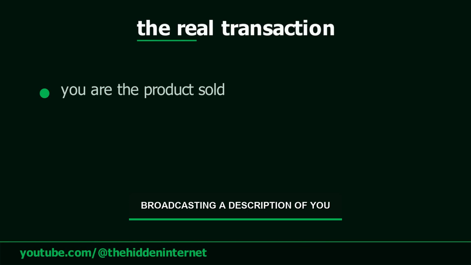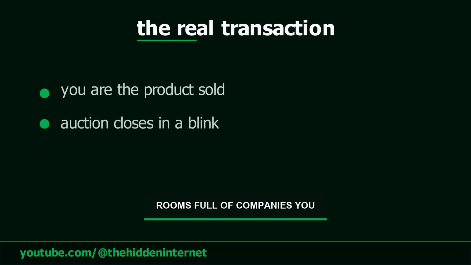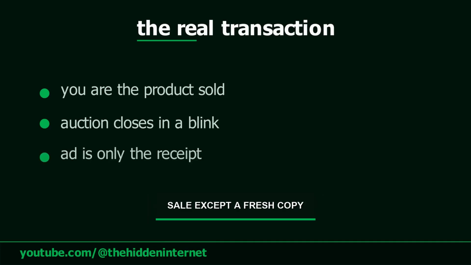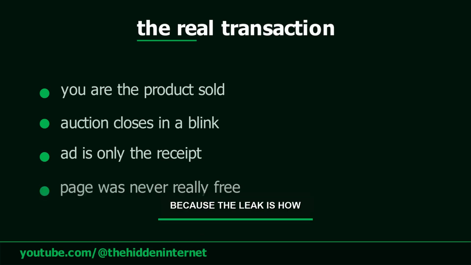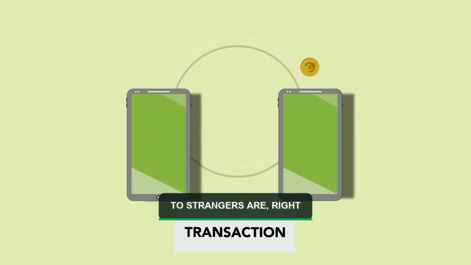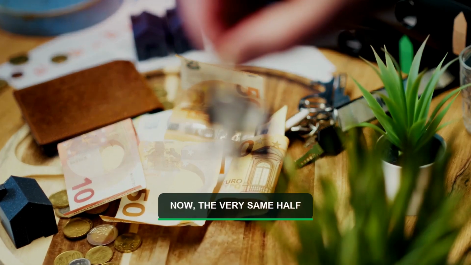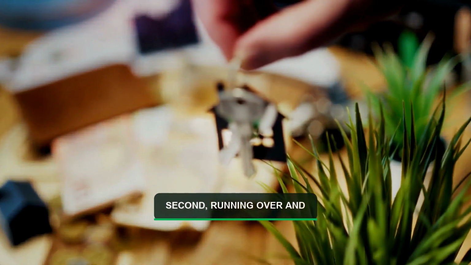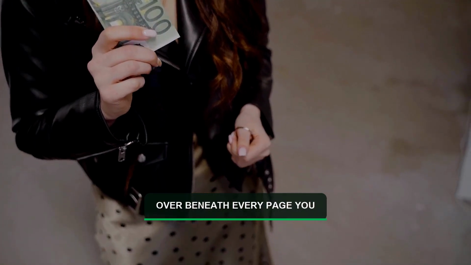But on the other face, the same system is a live, automated marketplace in human attention, broadcasting a description of you many times a day to rooms full of companies you have never heard of and would never choose, most of whom gain nothing from the sale except a fresh copy of your profile. You cannot cleanly keep the funding and remove the leak, because the leak is how the funding has been made to work. That is the genuine bind. The thing that pays for the open web and the thing that quietly discloses you to strangers are, right now, the very same half-second, running over and over beneath every page you open.